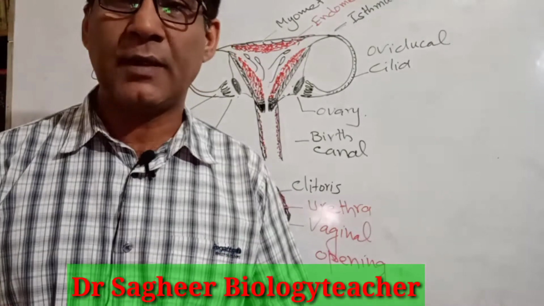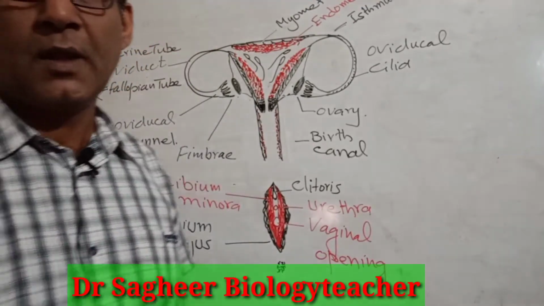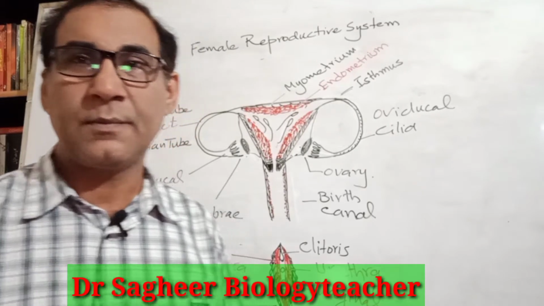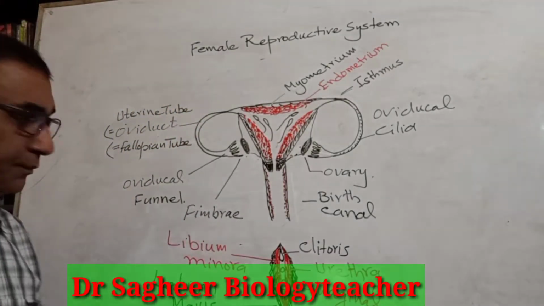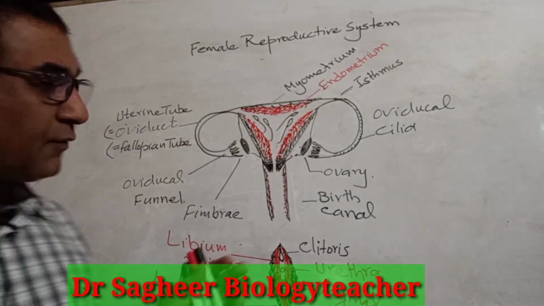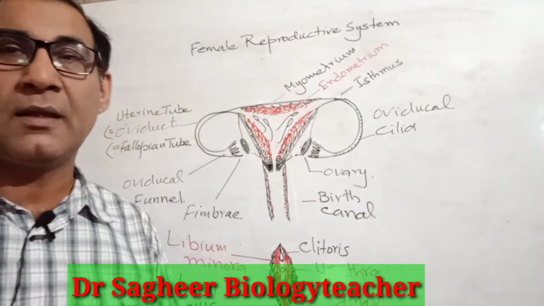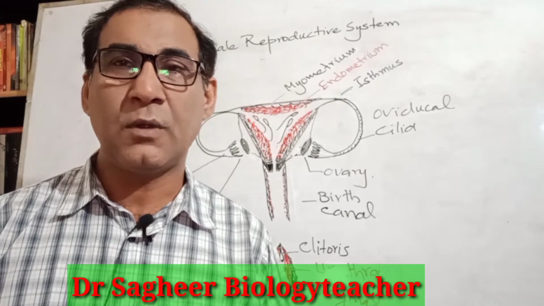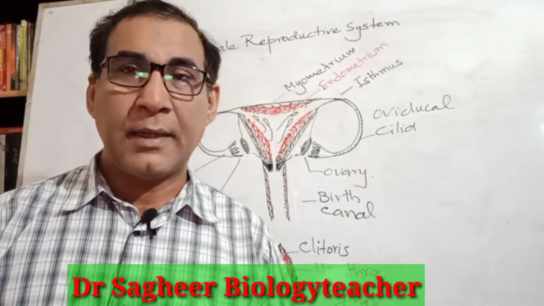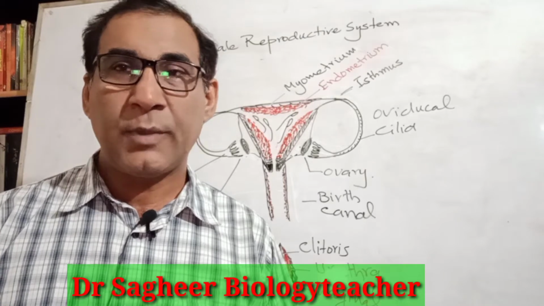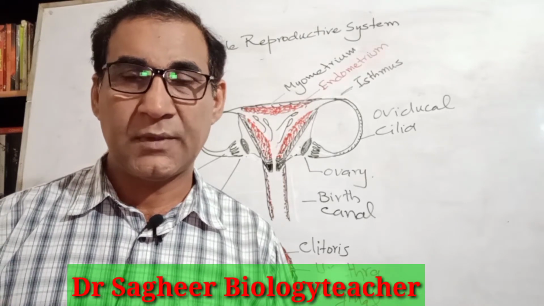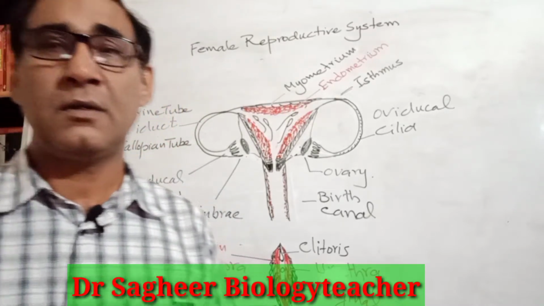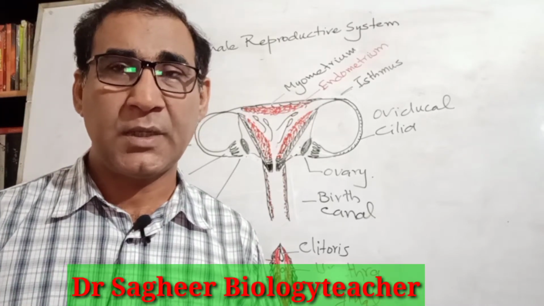Hello students, today we are going to discuss the female reproductive system. What? Female reproductive system. If you have to understand the physiology of the female reproductive system, first of all you should know the anatomy, the anatomical features of the female reproductive system. So let's start with the anatomy of a human female reproductive system.